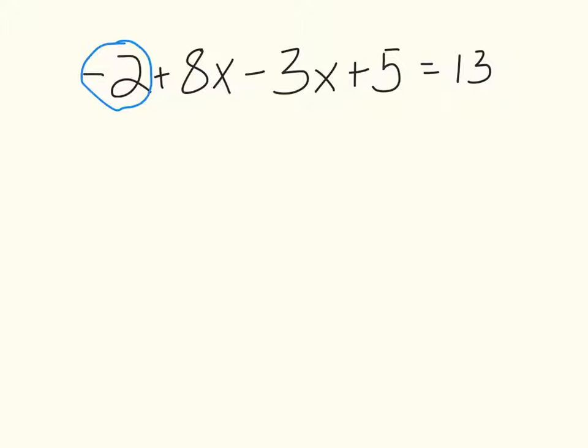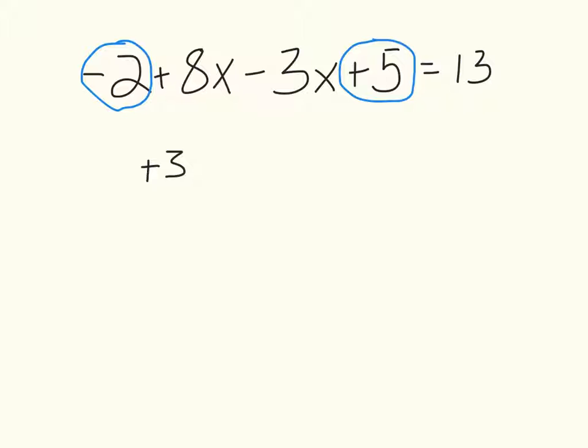Negative 2 and positive 5 are like terms. Notice that there's no letters in either of those. There are no variables. These are both constants, so I can combine them together. And let's see, negative 2 plus 5. Negative 2 plus 5 is positive 3. And if that's hard for you, you can go ahead and use a calculator. Positive 3.